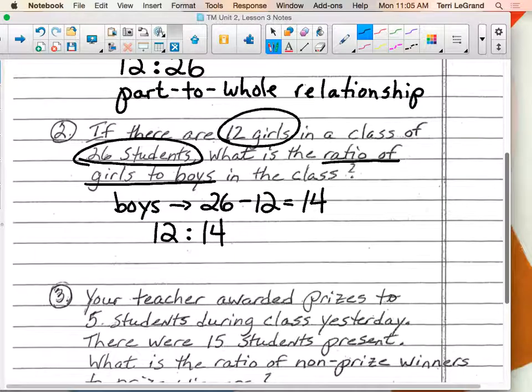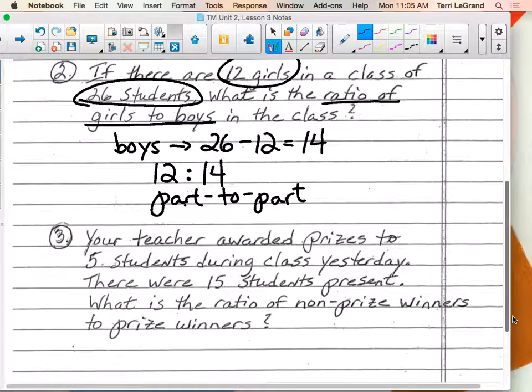Part to part or part to whole? Class? Part to part. I'll see if I can write it correctly this time. Part to part. Okay, I'll leave off the word relationship, okay? We know that word's there, right? Part to part. When we're talking about part to part, we're saying those are the two numbers we're comparing. That's the relationship they have. Questions about that one?